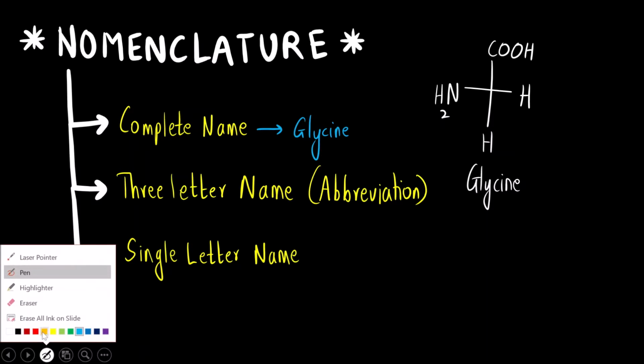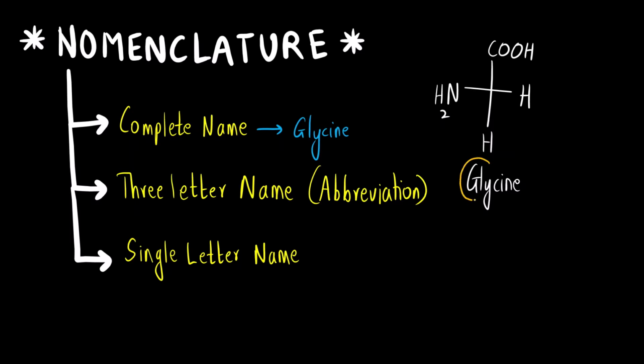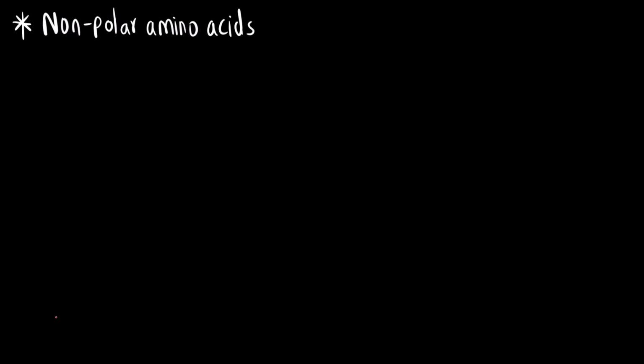Okay, and the 3-letter word is generally the first 3 letters in most cases. Only in 2 amino acids it is different, that I will tell you. So here the 3-letter nomenclature is GLY. And what is the single letter name here? It is G. Okay, so we'll see in a moment what are these different nomenclatures for all the amino acids. So there are basically 3 different types of methods or ways to write down the names of the amino acids. One is complete name, one is 3-letter name, or it is called a 3-letter code, and last is a single letter name.